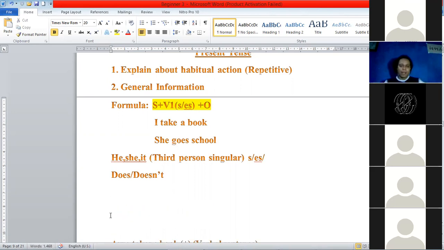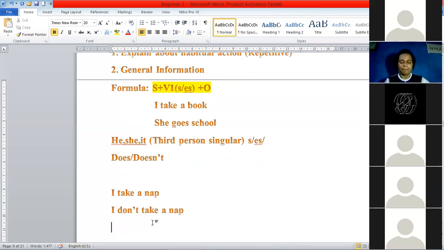Now let's continue again with the negative and the interrogative sentence. Let's use the same sentence: I take a nap. How do you change that into a negative sentence? I don't take a nap. Yes. And then for the interrogative sentence: Do I take a nap? Yeah. Good.